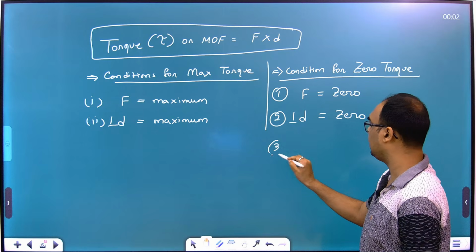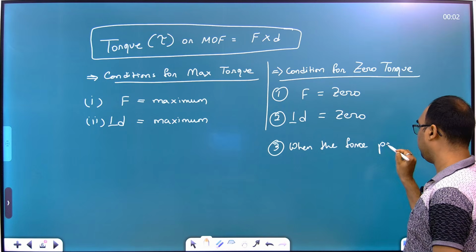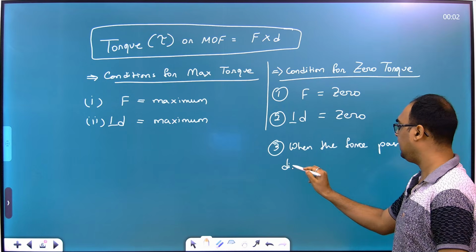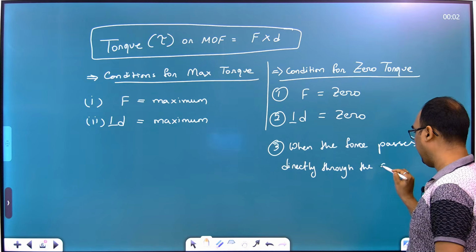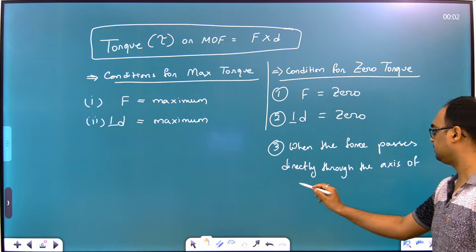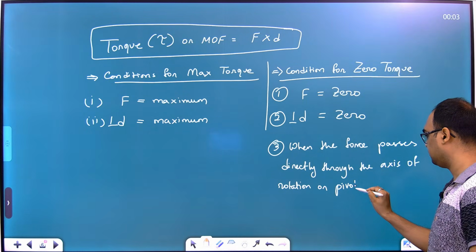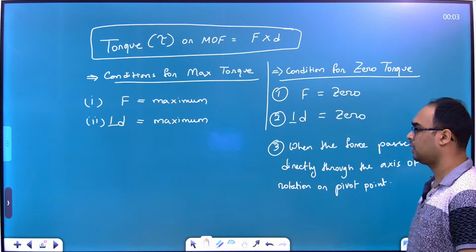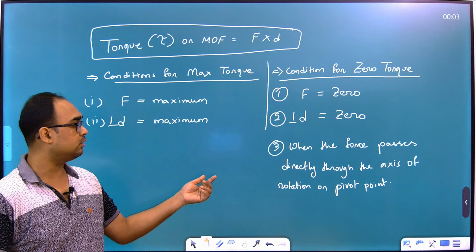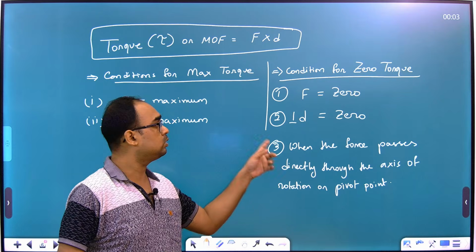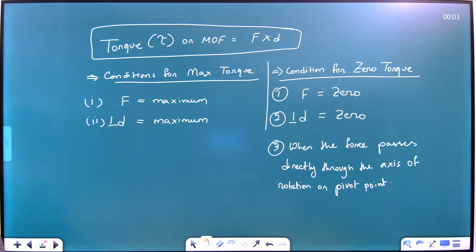And number 3, a special case, when the force passes directly through the axis of rotation or the pivot point. Okay, so this is a new case when the force directly passes through the axis of rotation or the pivot point. These two concepts are very important. They are quite often asked in your school exams. Do write them down.